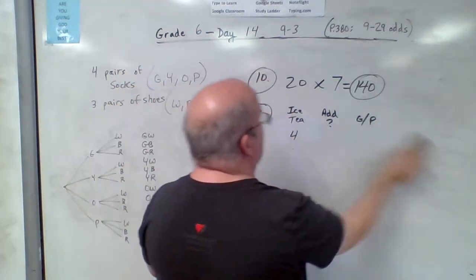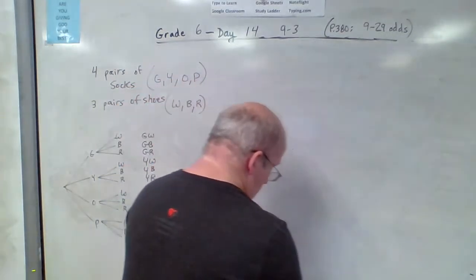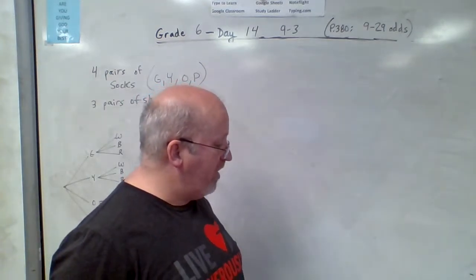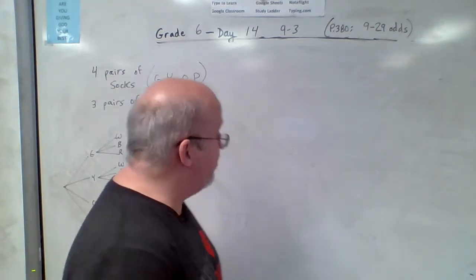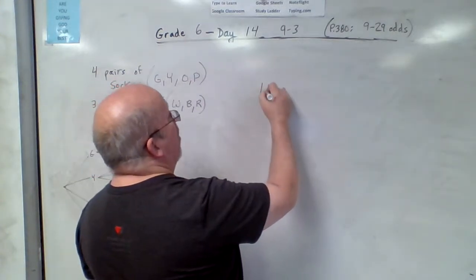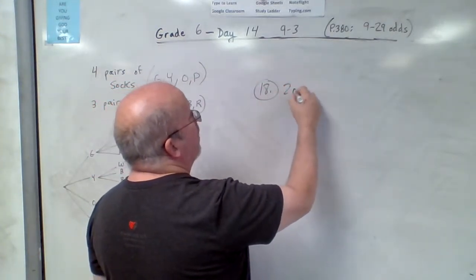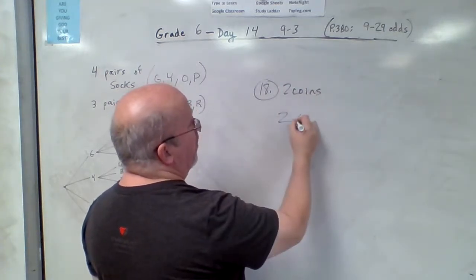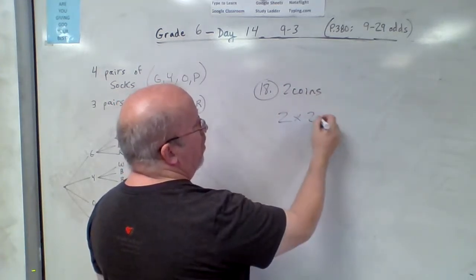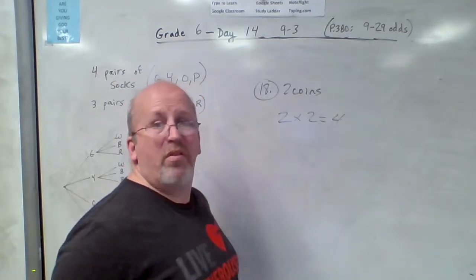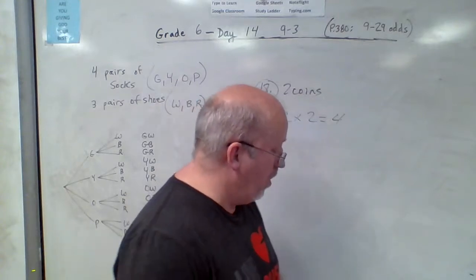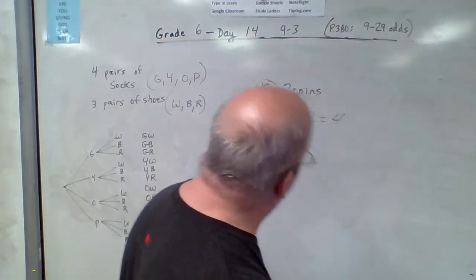Let's try number 18. Number 18 says, how many outcomes are there if you toss 2 coins? Well, on the first coin, there's 2 outcomes, and on the second coin, there's 2 outcomes. So that must mean that there's 4 different ways that you can toss those coins. How about number 20?